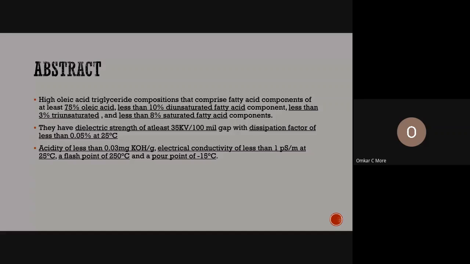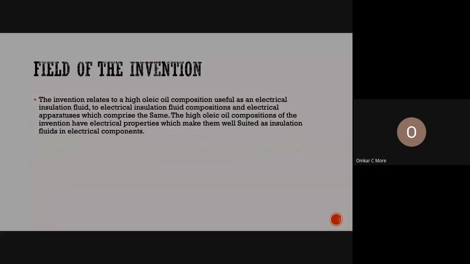percentage at room temperature, acidity of less than 0.03 milligrams of KOH, and electrical conductivity of less than 1 picosiemens per meter at 25 degrees Celsius, flash point of 250 degrees Celsius, and a pour point of minus 15 degrees Celsius. So this field of invention relates to the electrical insulation fluid. This invention relates to high oleic acid compositions to be used as electrical insulation and various other electrical apparatus.